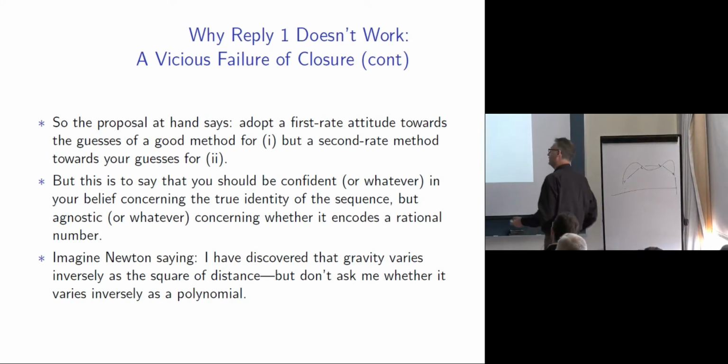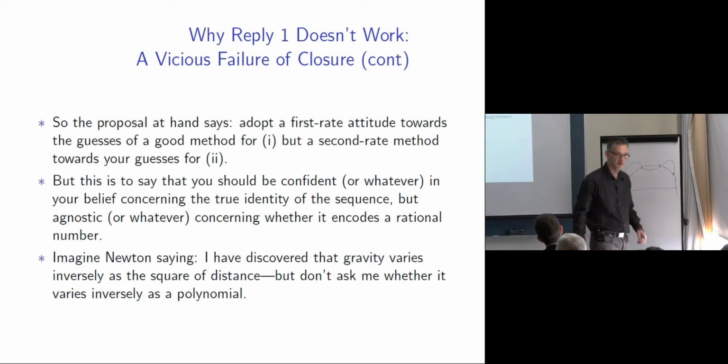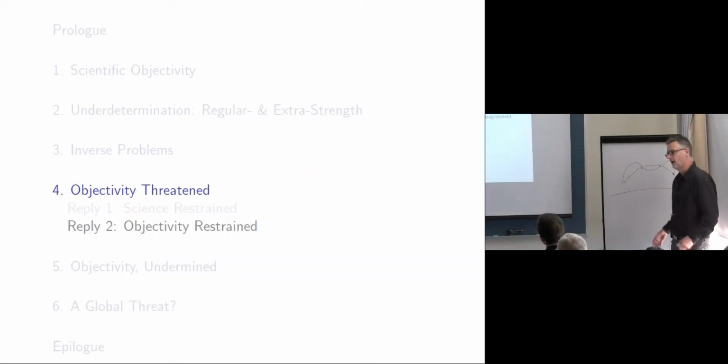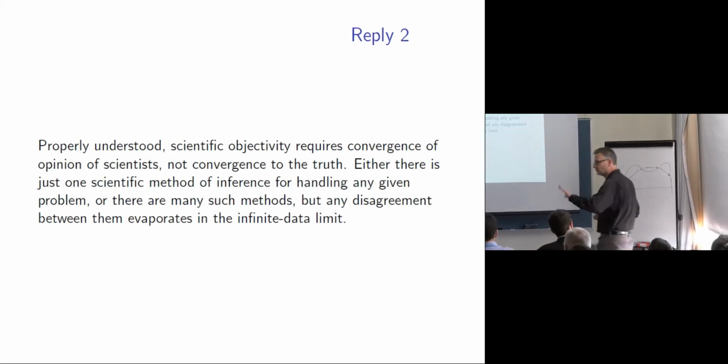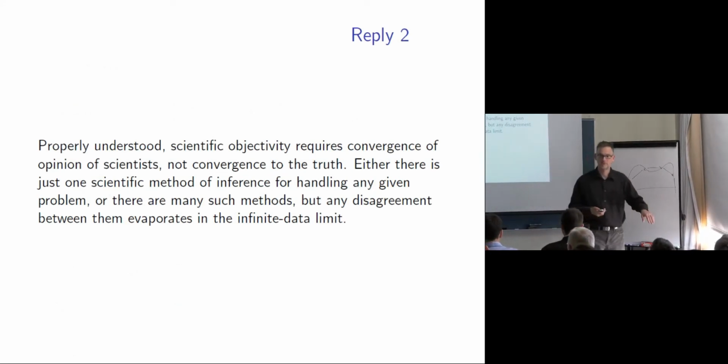Reply 2. OK, so constraining science didn't work. Why don't we constrain objectivity instead? So at the beginning, I said, oh, objectivity means you converge to the truth. And in particular, disagreements between scientists evaporate. Why don't we give up on the truth part and just stick with the evaporate part?